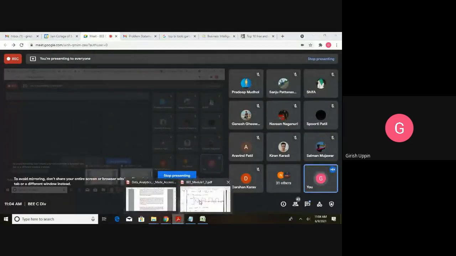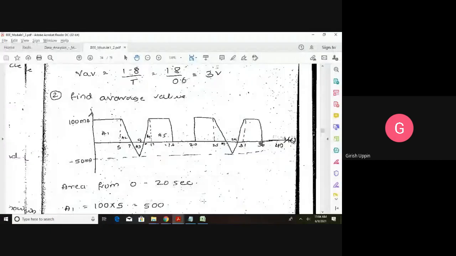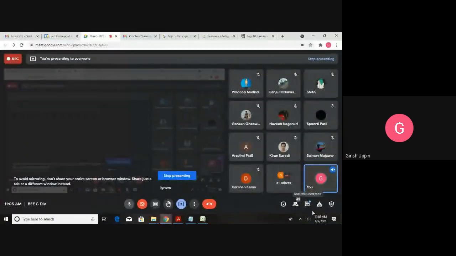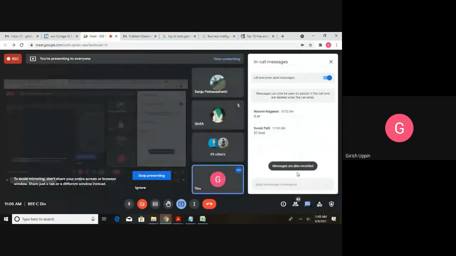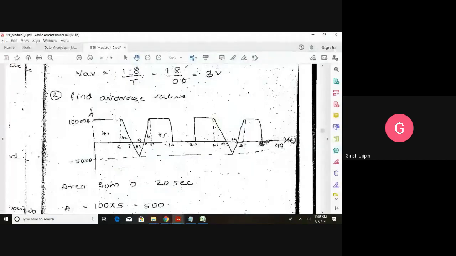See, when you are finding that area, there is no unit for that area. The unit will come when you calculate the average value, which is equal to area divided by the time period. Anybody got the average value? You can just say it or put it in the message section. 57.5, I think that is the correct answer. Anybody else got 57.5 milliamperes? So you have to take the unit from here.